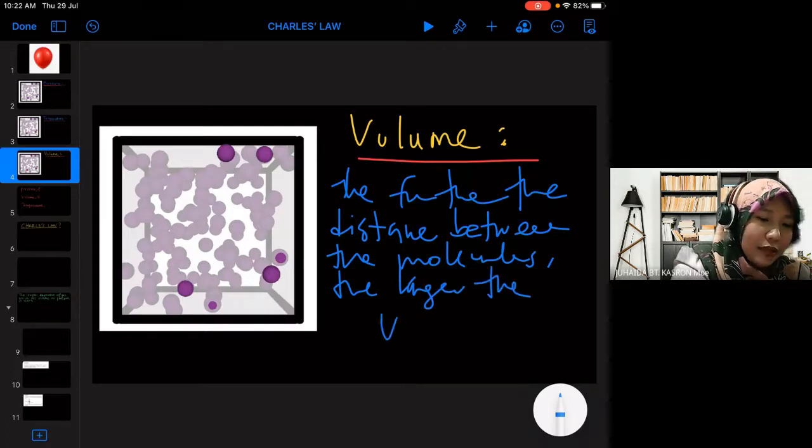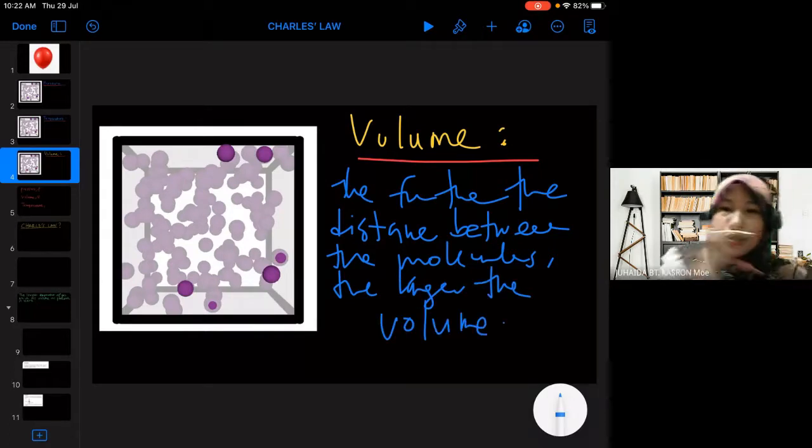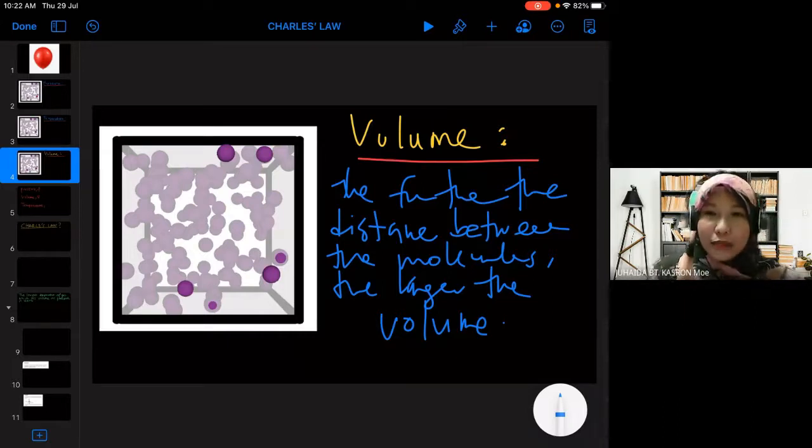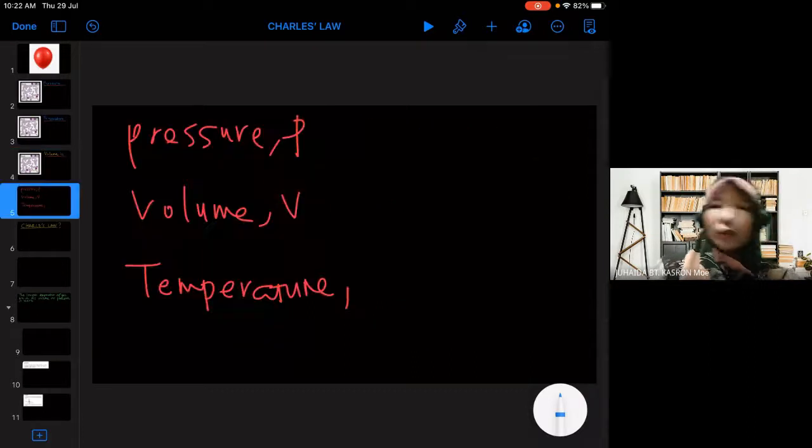Yes. Okay, everybody? Do you understand? So these are the main variables that you must know about the gas. Just now we discussed the pressure, the volume, and the temperature.